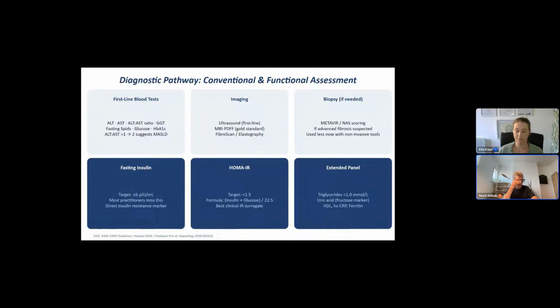But there are certain other enzymes. We can look at GGT as well. We can also look at fasting lipids. One of the ones we do look at is HDL cholesterol. If we start to see it decline, it can correlate a lot with liver disease. The ratio of ALT to AST is one of the most clinically useful numbers. So a ratio of greater than 1 moving towards 2 points towards fatty liver disease.